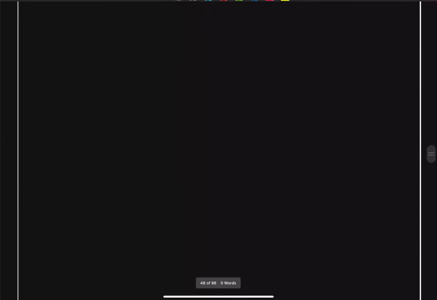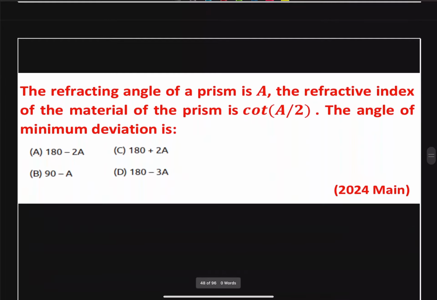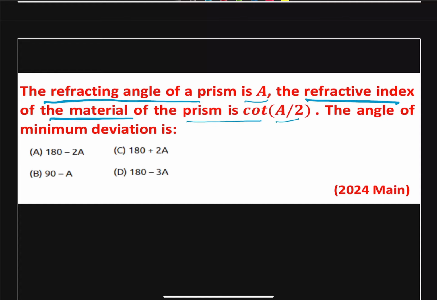Next question. It says that the refracting angle of a prism is A. The refractive index of the material of the prism is cot of A by 2. The angle of minimum deviation is. So here we have to find out the angle of minimum deviation, and we are given the refractive index, that is mu is given as cot A by 2.